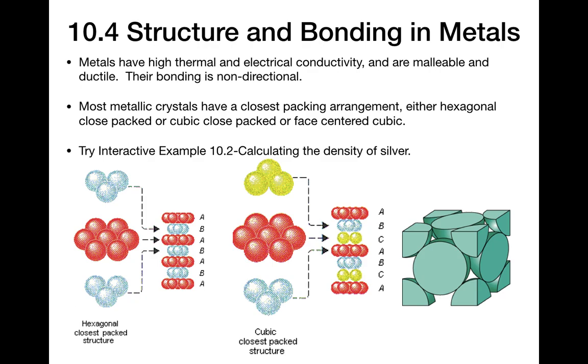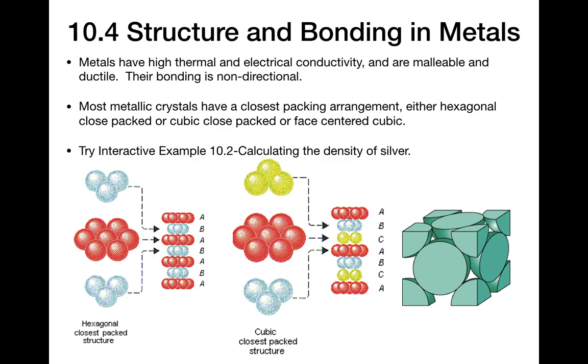If the number 1 layer and the number 3 layer are actually directly in line with each other, we consider that an ABAB, and that is called hexagonal close packed. The cubic close packed arrangement is actually ABC. So it's every third layer that's actually interlocked or in line with each other. Cubic close packed is actually identical to what we call face-centered cubic.